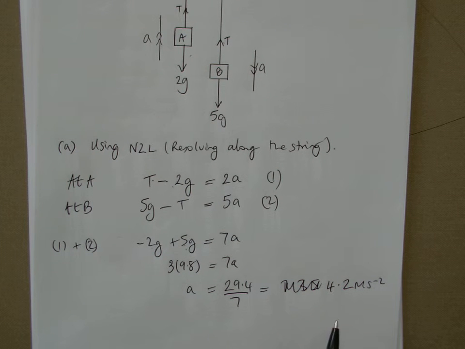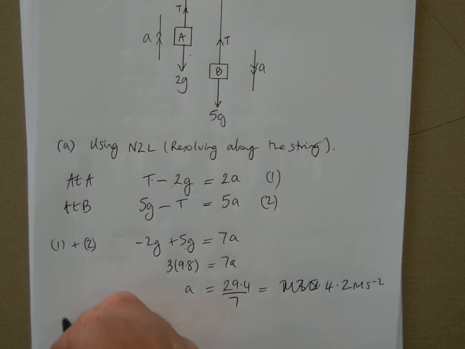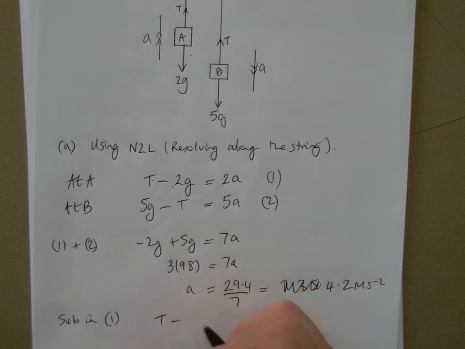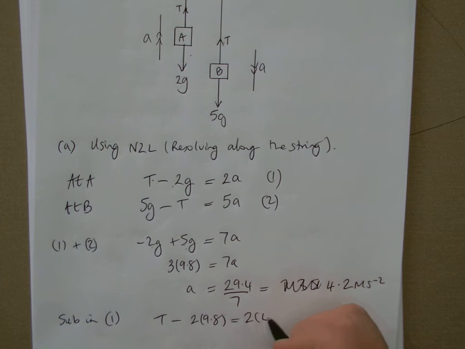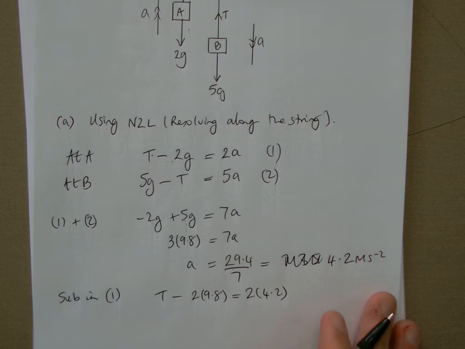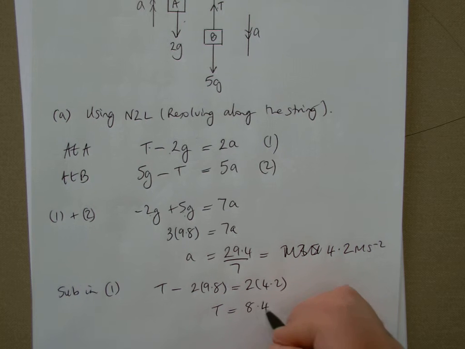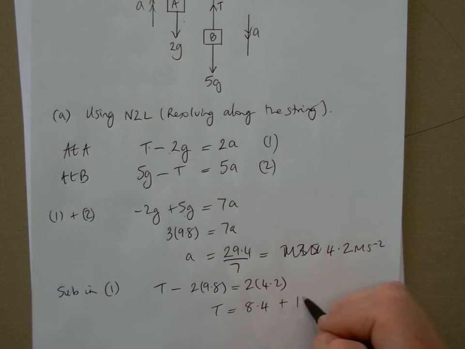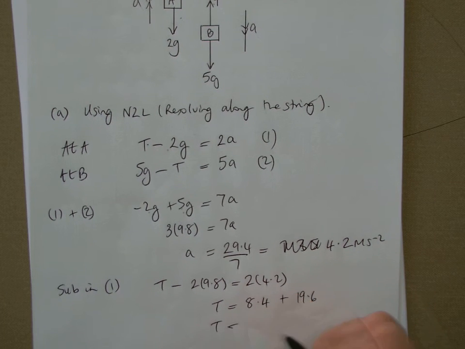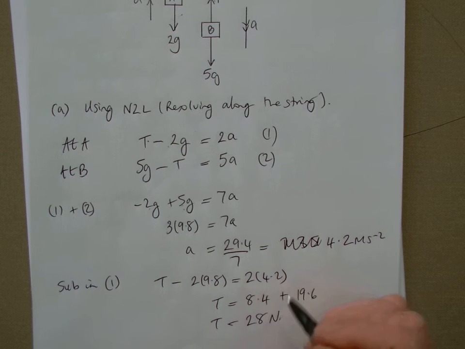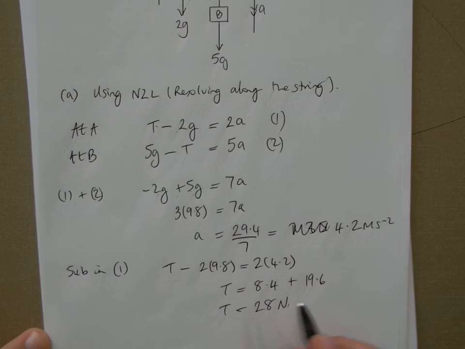What we'll do then is sub it into any of the equations. I'd sub it into number 1 here, it's a lot easier. So T, take away 2g, so 2 times 9.8, equals 2 times the acceleration. So subbing it in there, we know the acceleration is 4.2. So 8.4 there, plus the 19.6. If I work that out, it comes to 28 newtons. So we've got the tension, and we've got the acceleration.